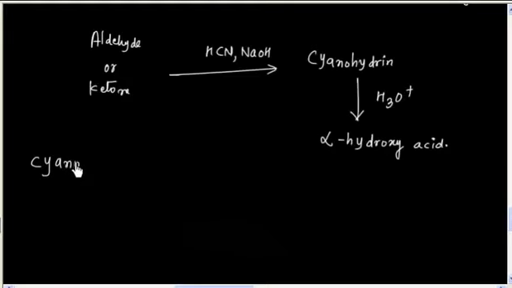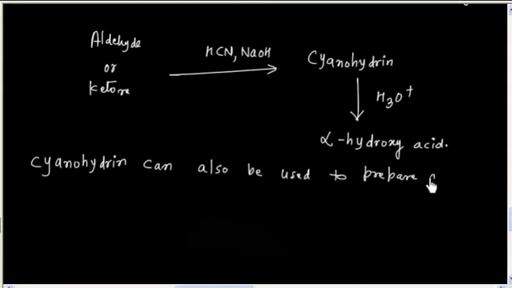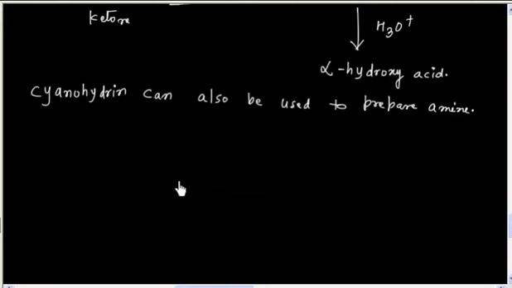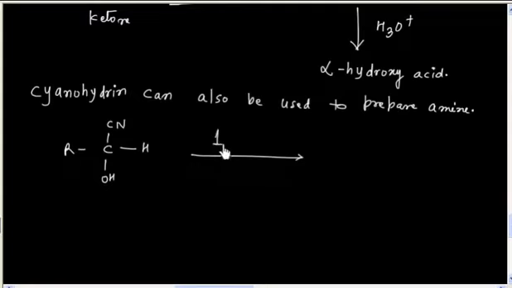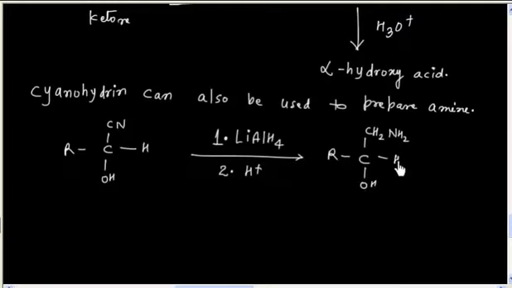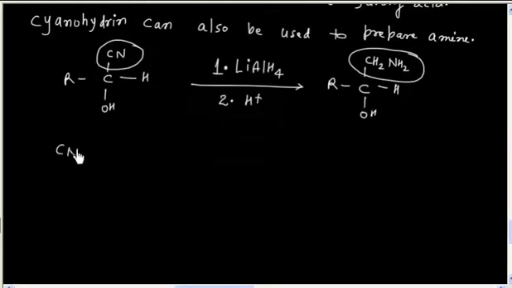Cyanohydrin can also be used to prepare amine. For example, this cyanohydrin can be treated with lithium aluminum hydride, and then we need acidification. So finally we will have an amine. The CN group gets reduced to a CH2NH2 group. So in this reaction, CN gets reduced to the CH2NH2 group.